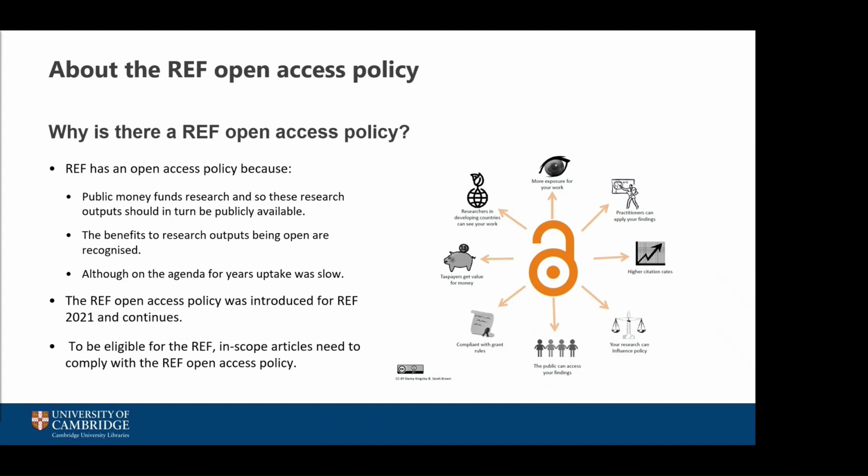A requirement for research outputs to be open access was introduced for REF 2021, and Research England, one of the higher education bodies, have confirmed that the open access policy used for REF 2021 should be followed until further notice. The REF open access policy provides clear minimum requirements for open access. To be eligible for the REF, in-scope articles need to comply with the REF open access policy.